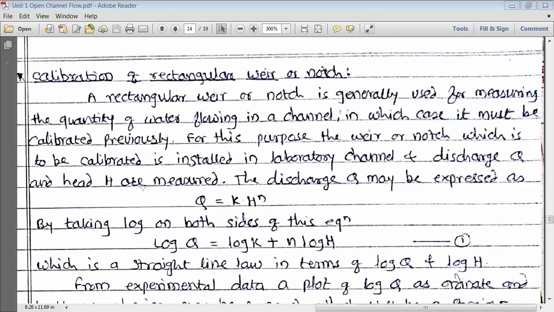Okay, the discharge equation may be expressed as Q is equal to K into H raised to N. By the regular method, we measure the actual discharge, and we measure the head. Discharge Q can be expressed by using this equation.